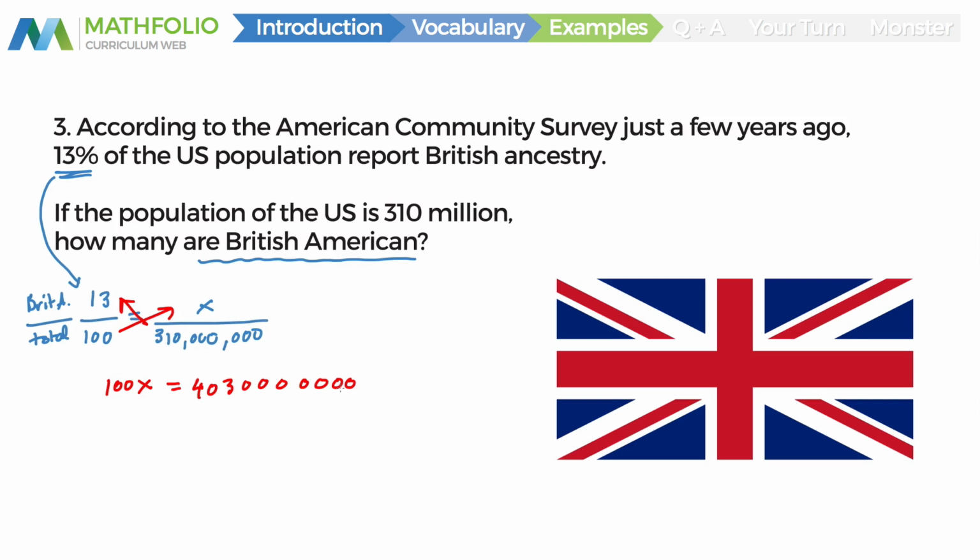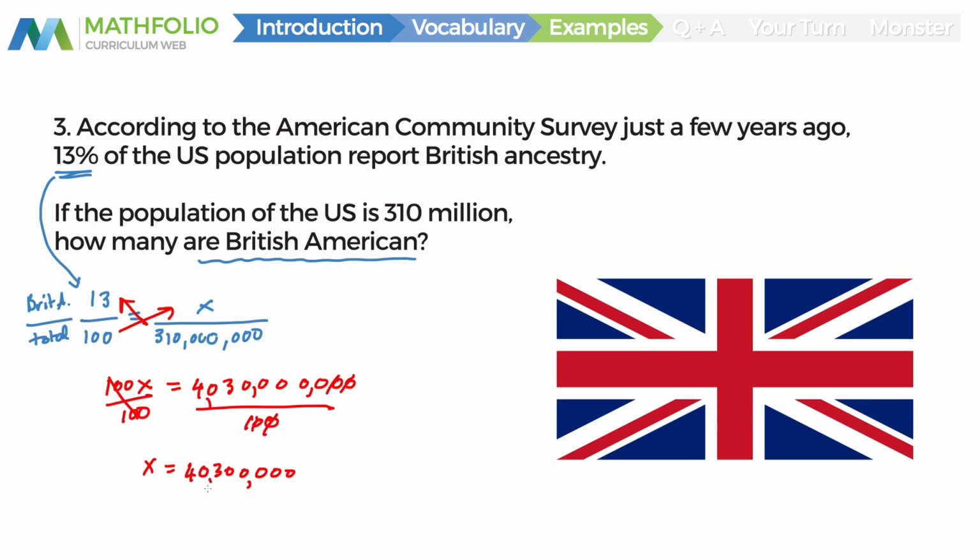Let me just make sure I got the right number of zeros. 1, 2, 3, 4, 5, 6, 7. 3, 4, 5, 6, 7. Okay, so we're dealing with 4 billion, 30 million. Now, next step, divide both sides by the coefficient of x to get rid of it. Divide all of this by 100. So this 0 for this 0 for this. So we end up with x, which is the number of British American, equals 4,030,000.